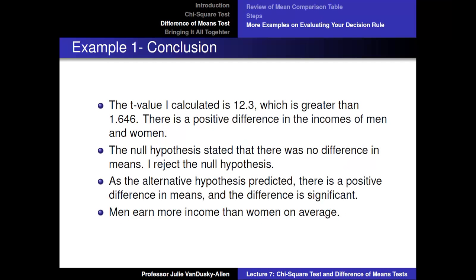the t-value I calculated is 12.3, which is greater than 1.646. There's a positive difference in the incomes of men and women. The null hypothesis stated there was no difference in means. I reject the null hypothesis. As the alternative hypothesis predicted, there's a positive difference in means, and the difference is significant. Men earn more income than women on average.